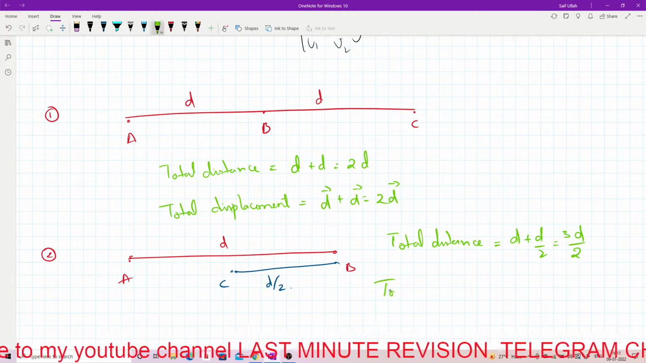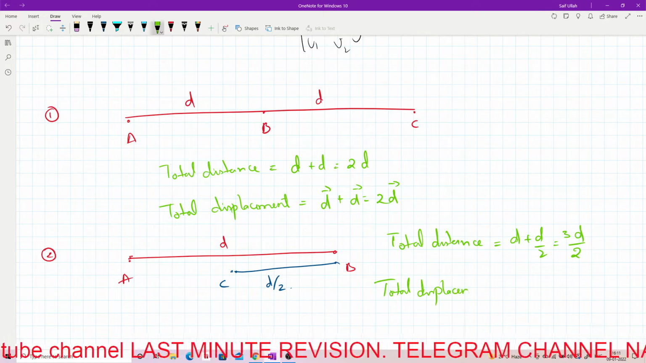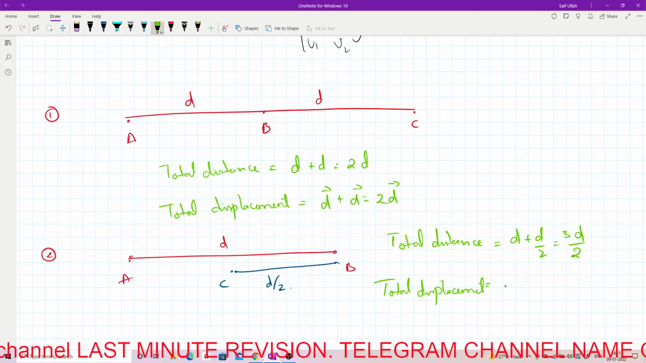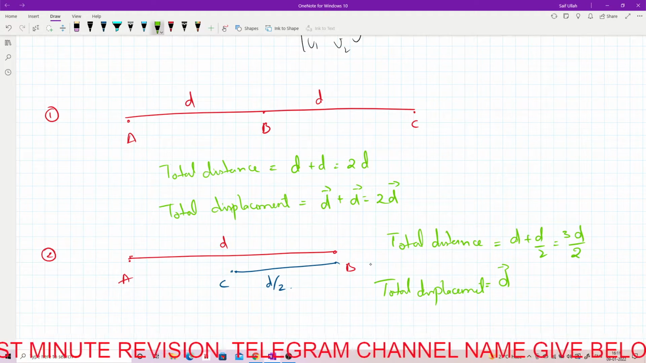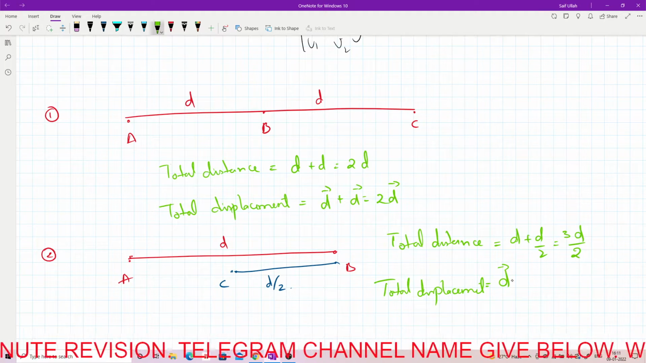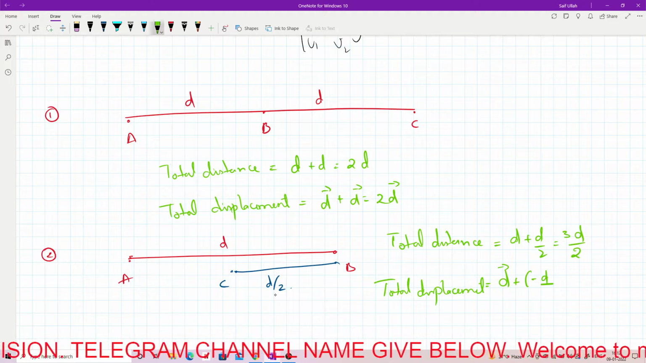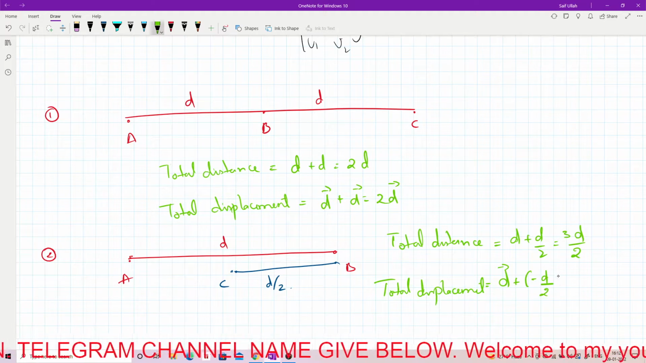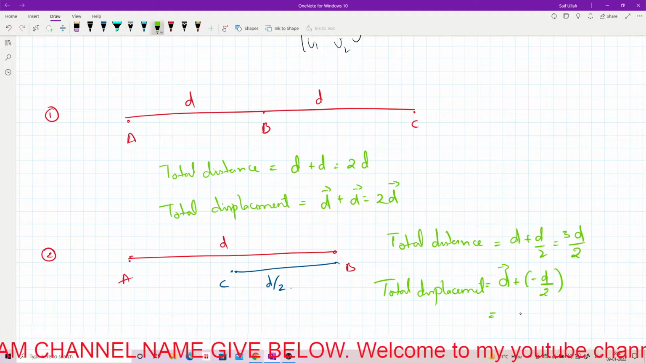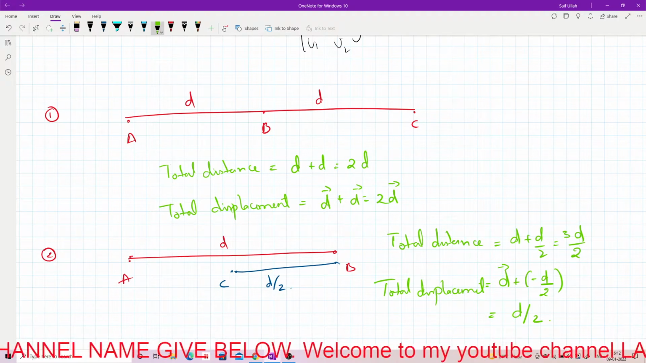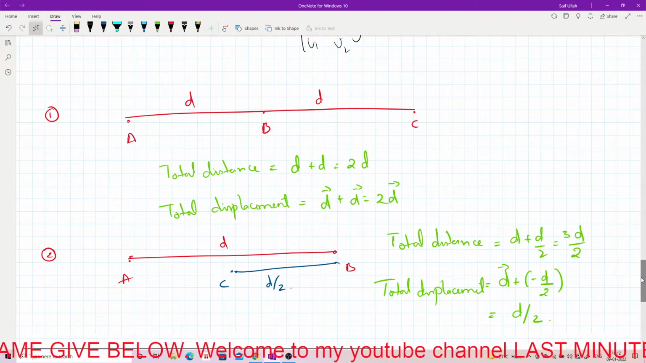When we find the total displacement, you have to write d, that is in one direction, and it is returning back. So what you have to do, you have to add minus how much it has traveled, d by 2. So it will be d plus minus d by 2. Now when you solve that, the final answer will be d by 2. This is the total displacement.